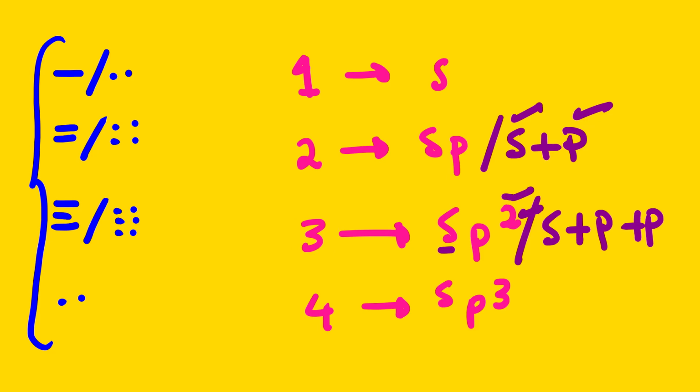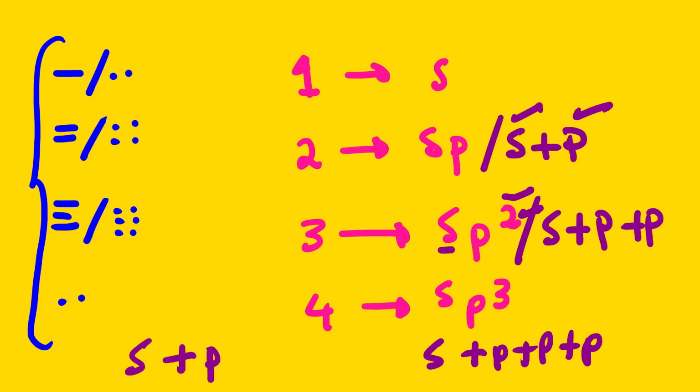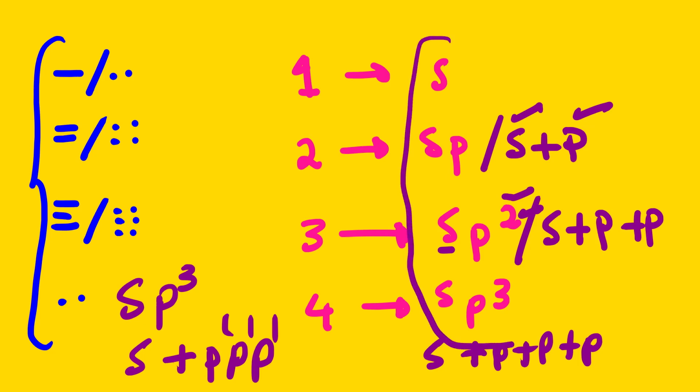And then for 4, we have one s orbital, and then we have 3 p orbitals. Some write it like this: s plus p, p, p, which is 1, 1, 1. And then according to mathematics, you can see that this is basically sp to the power 3. So these are the things that you should take note of. Now let us put this into practice and determine the type of hybridization that we have. So we have these types of hybridization: s, sp, sp2, sp3.